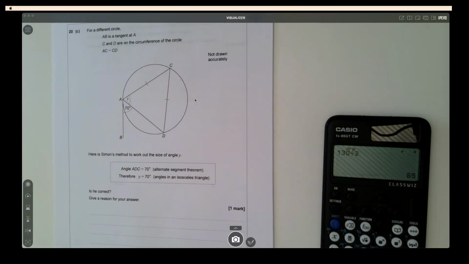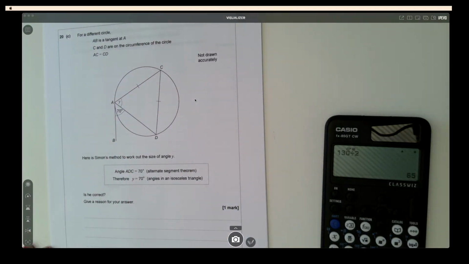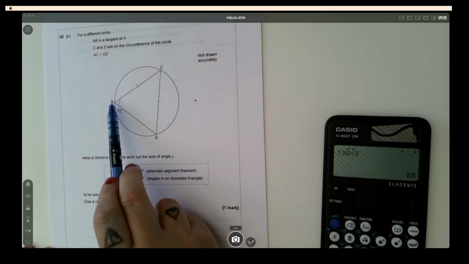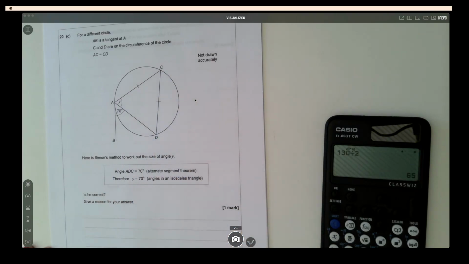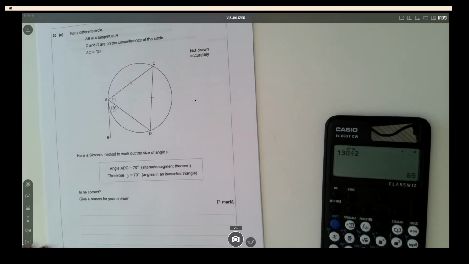20C. For a different circle, AB is a tangent at A. C and D are on the circumference of the circle, and AC is equal to CD. Here is Simon's method to work out the size of angle Y. He says that angle ADC equals 70 degrees for the alternate segment theorem. Therefore, Y equals 70 degrees because of angles in an isosceles triangle. Is he correct? Give a reason for your answer.